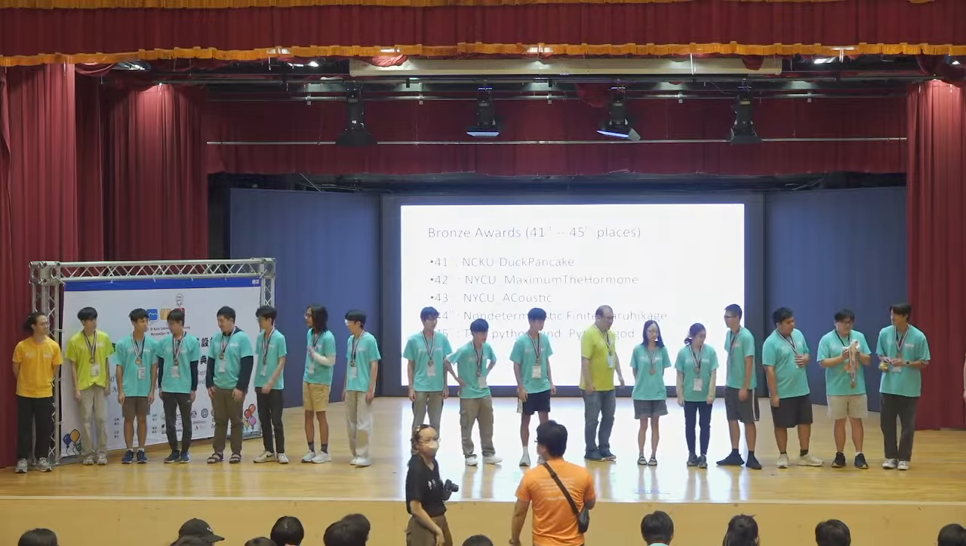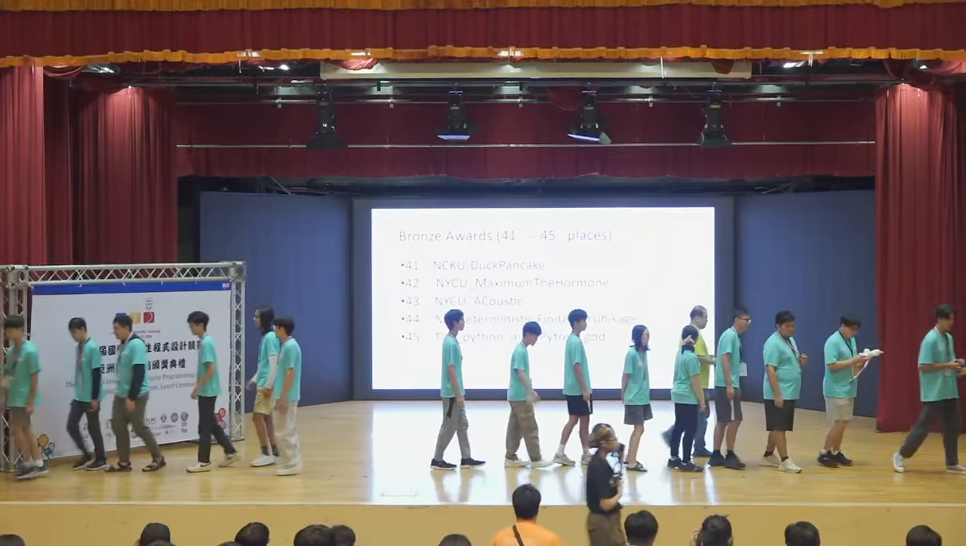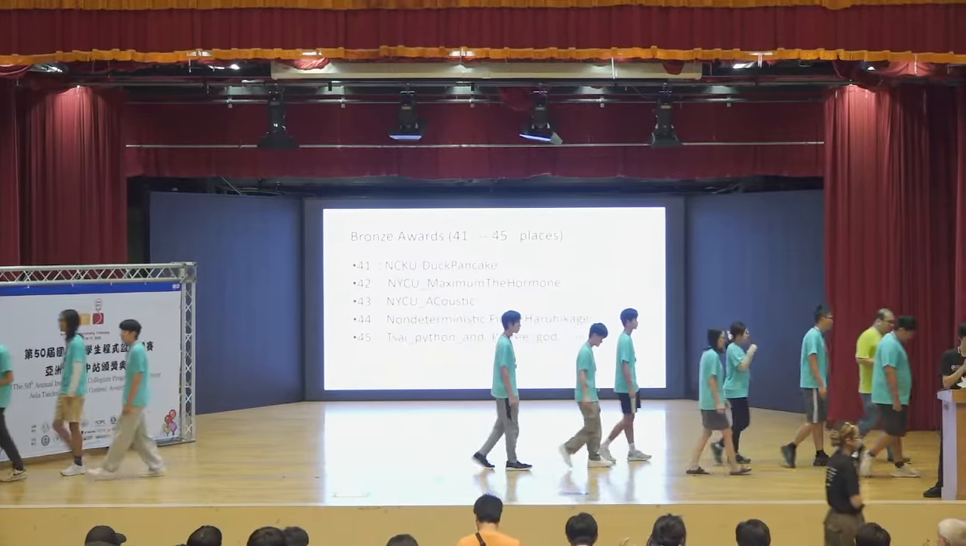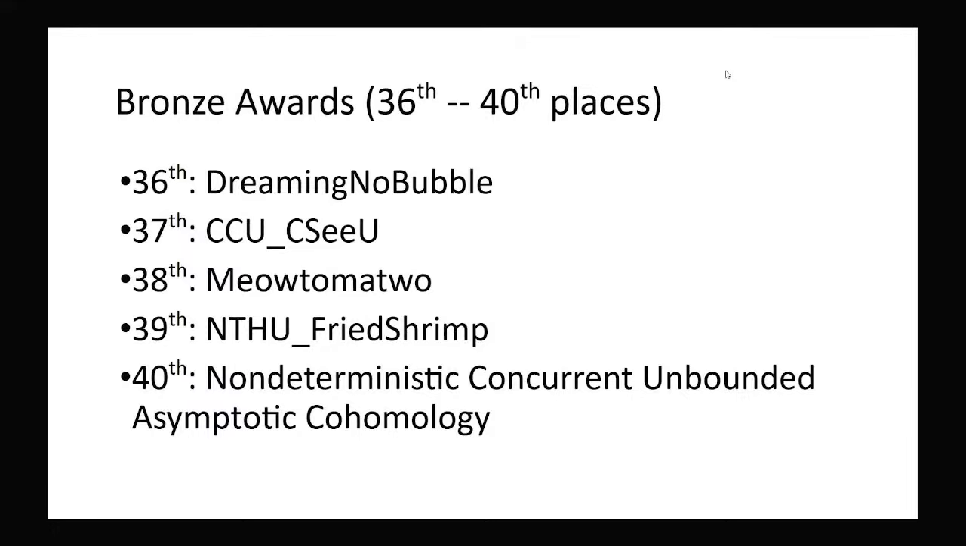Okay, congratulations to the bronze medalists. Then, let's move on to also the bronze medalists ranking from 36 to 40. Dreaming No Bubbles, CCU, Miao NTHU Fried Shrimp, Non-Deterministic, Non-Concurrent, Unbounded, Asymptotic Cohomology. At the same time, let's invite the judges Liu Zhongrin, Huang Kewei to come to the stage and deliver the awards.